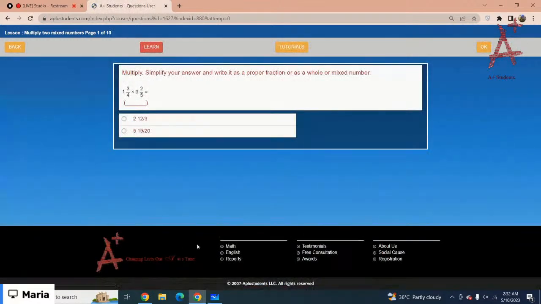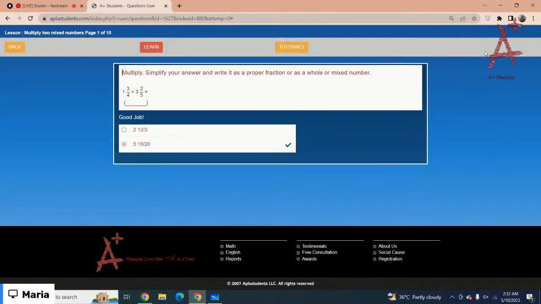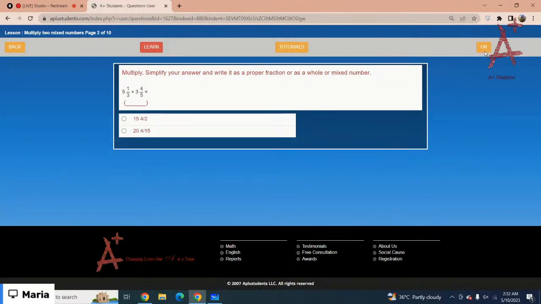Okay, 1 whole 3 by 4 times 3 whole 2 over 5. Isn't it the same we just did? Yes, that's the same. It would be 5 whole 19 over 20. The correct option is 5 whole 19 over 20. Okay, the next one is 5 whole 1 over 3 times 3 whole 4 over 5.